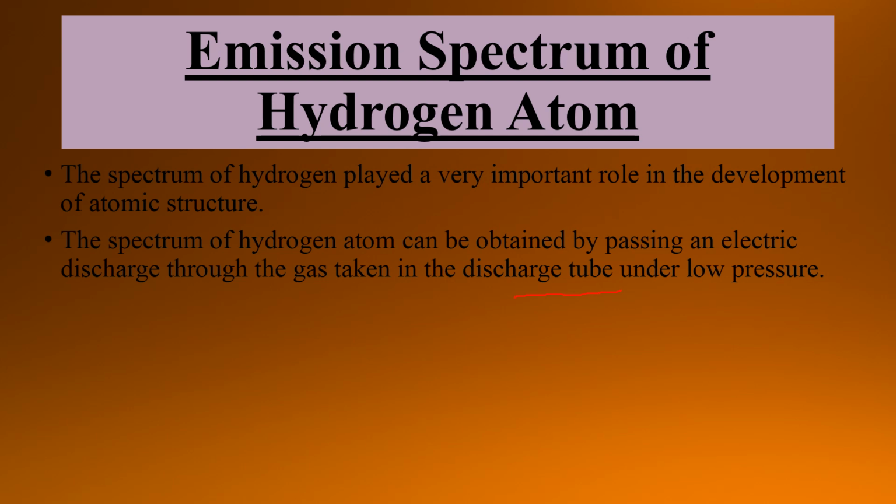So as the electric discharge is passed through that discharge tube which has gas in it, what happens? The scientists got the structure of the spectrum of hydrogen atom. And the light which was emitted by that tube is analyzed with the help of a spectroscope. Spectroscope is an instrument with the help of which the spectrum or the emission of that light can be analyzed.